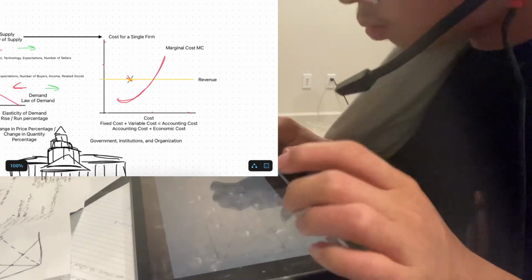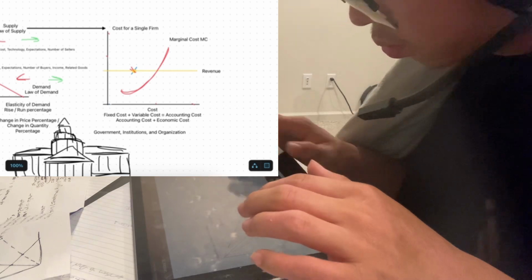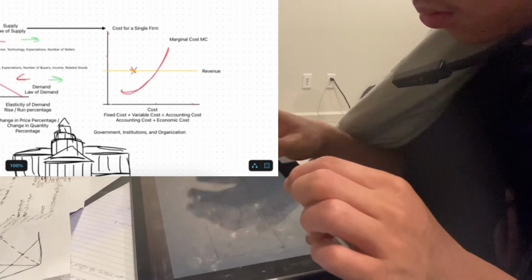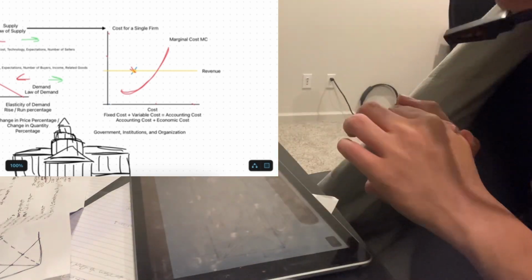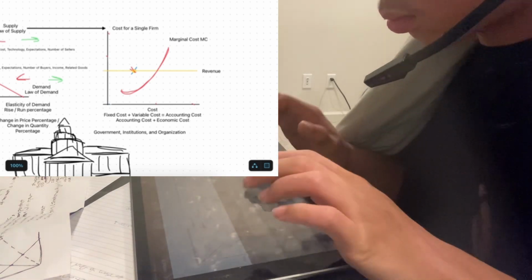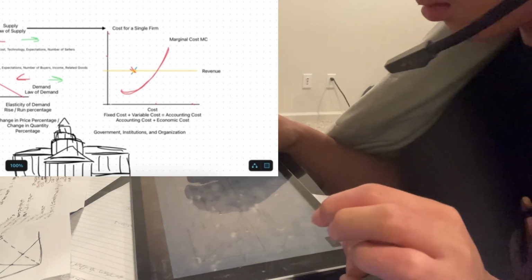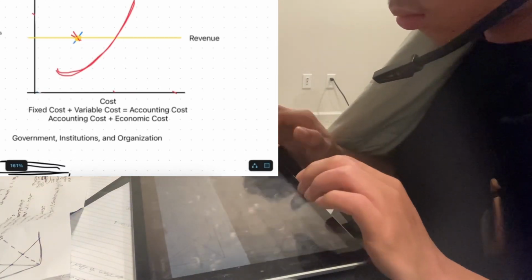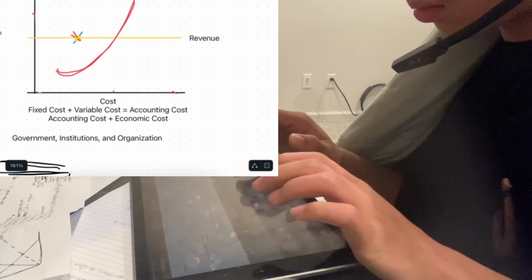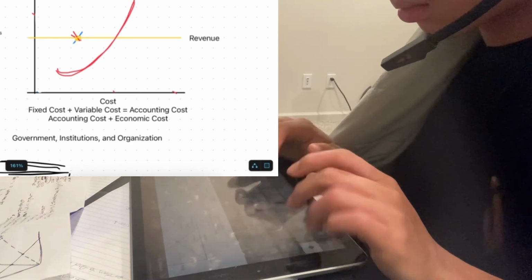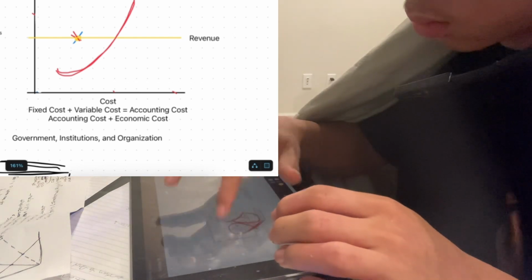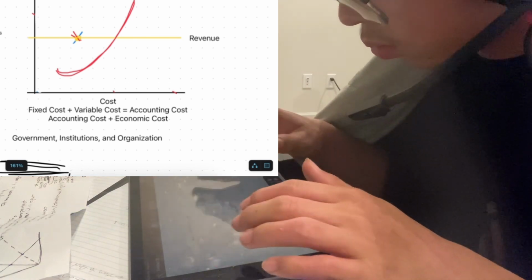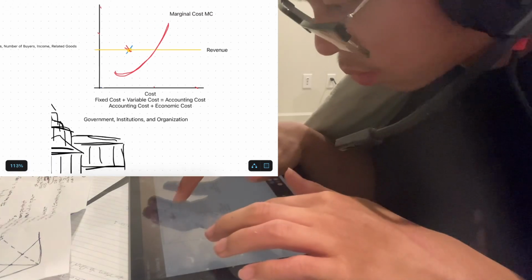The yellow line is created by the market price, which is also revenue. You can see the marginal cost being a curve rather than a line, because as you produce more quantity, there are diminishing returns. You can also notice that the marginal cost isn't starting at 0, because there are fixed costs, costs that are always there even when you produce nothing, such as rent for the building. Variable costs increase as you produce more quantity. Fixed costs plus variable costs equals accounting costs, which are the explicit costs of producing the product. The economic cost is the opportunity cost of producing that good.